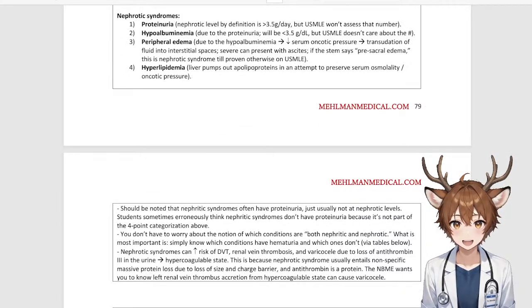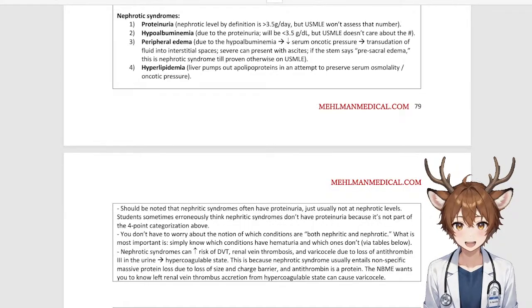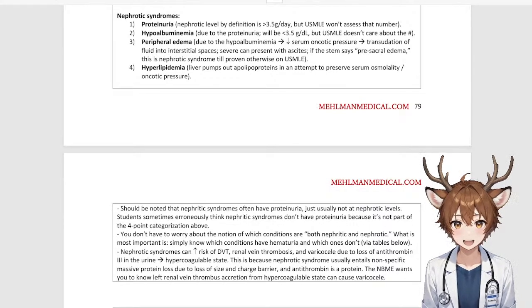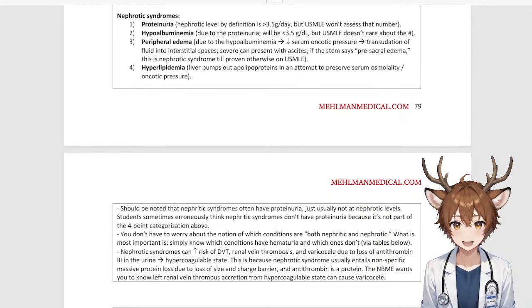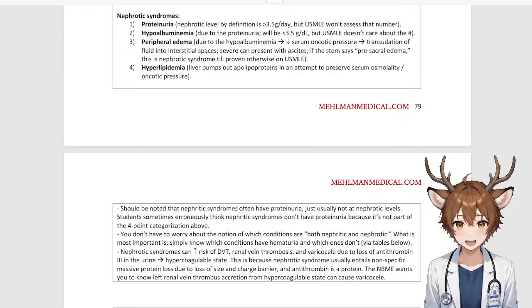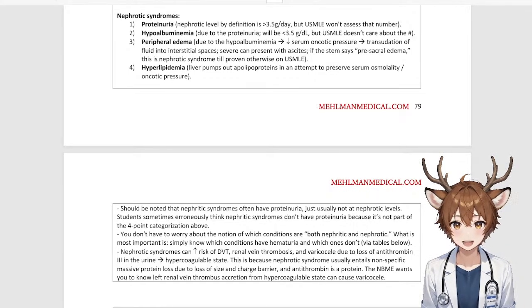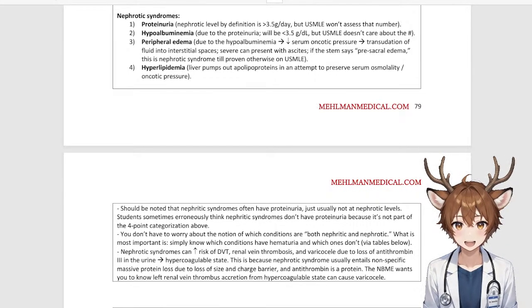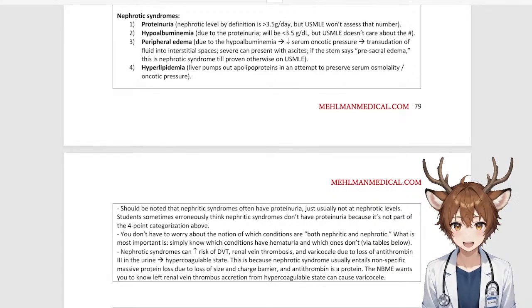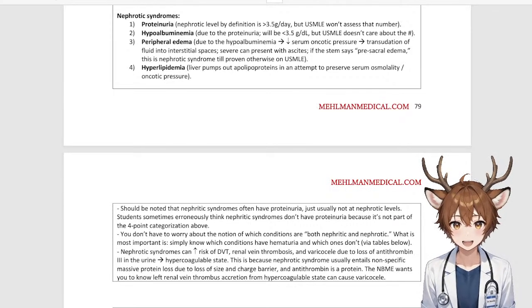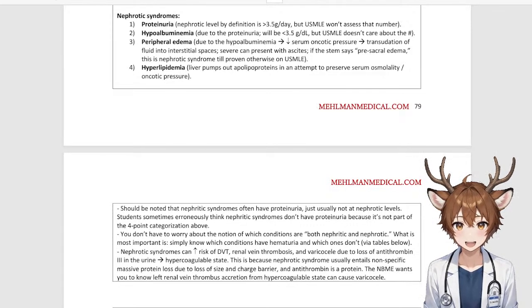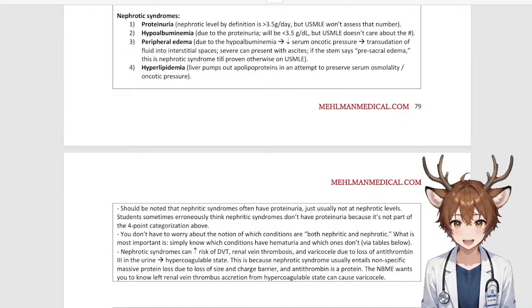It should be noted that nephritic syndromes often have proteinuria, just usually not at nephrotic level. So it has to be less than 3.5 grams a day to be nephritic. Nephrotic is when you go above that 3.5 threshold. Students sometimes erroneously think that nephritic syndromes don't have proteinuria because it's not part of the 4-point categorization above. That's simply not true. You don't have to worry about the notion of which conditions are both nephritic and nephrotic. What is most important is simply knowing which conditions have hematuria and which ones do not, via the tables below.